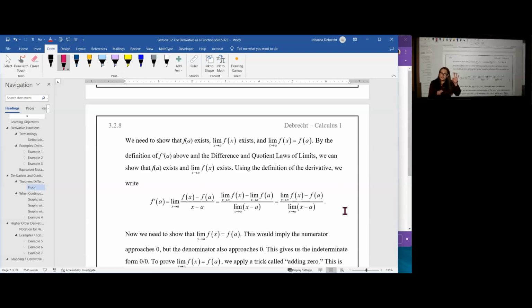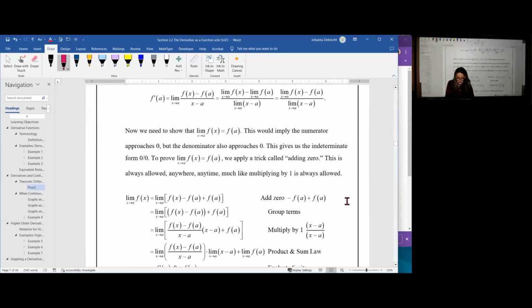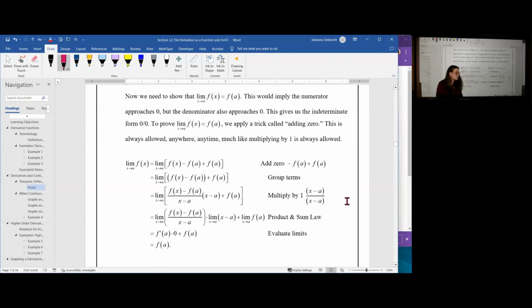There are 3 conditions to prove continuity, and we have 2. f of a must exist, and the two-sided limit must exist. We have 1 left. We have to prove that the two-sided limit and the function value are at the same point. How do we do this? Well, we apply a sort of a trick. The trick is called adding 0.